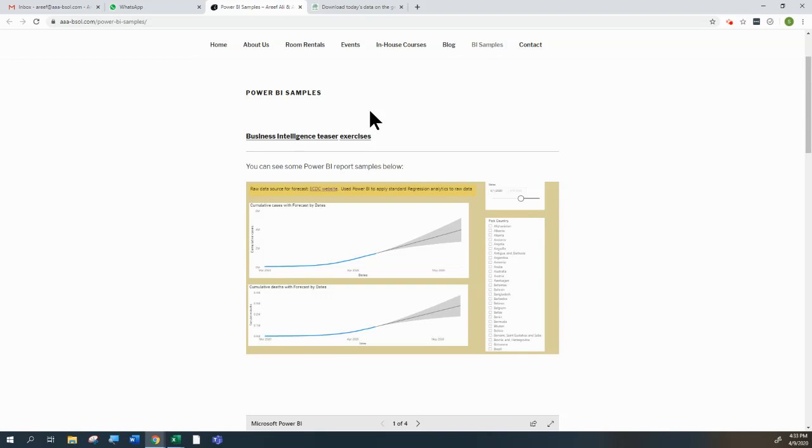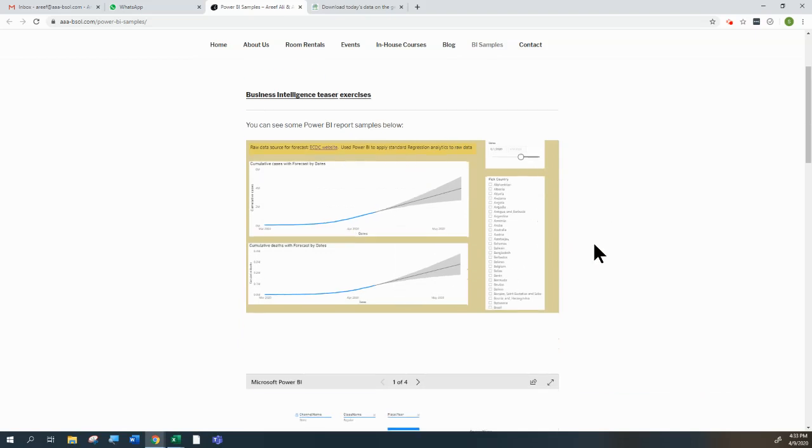So this is how the model would work. Now, you may have gotten a link from me. If you go to my website, I've loaded it on aaa-bsol.com/Power BI samples. So that'll be this website here. If you go to that link, the first chart is the one that you would see here in that section. It may take a minute or so to load.